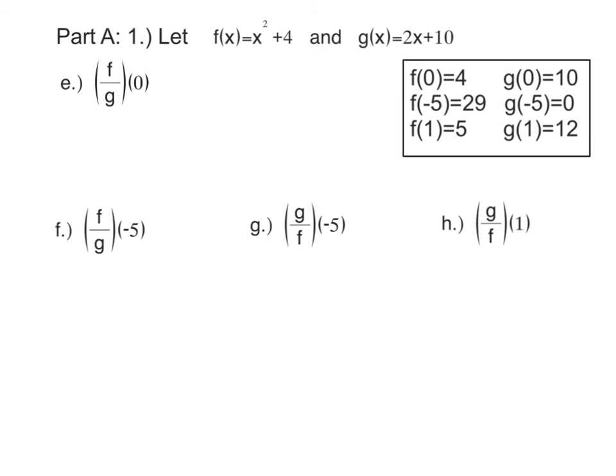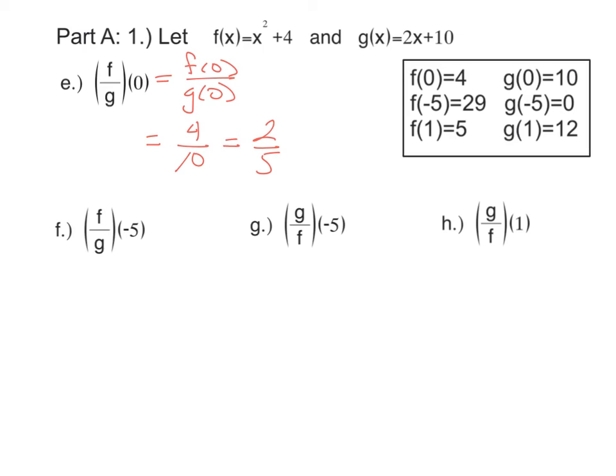Now what's very important is to pay attention to the order. When I have f over g of 0, remember that that's f of 0 over g of 0. F of 0 was 4, and g of 0 was 10. So we have 4 over 10, and we should simplify every fraction. This should be 2/5, not 4/10.